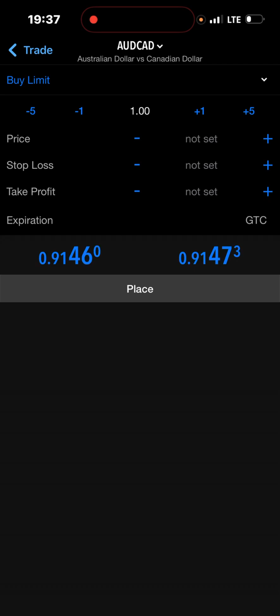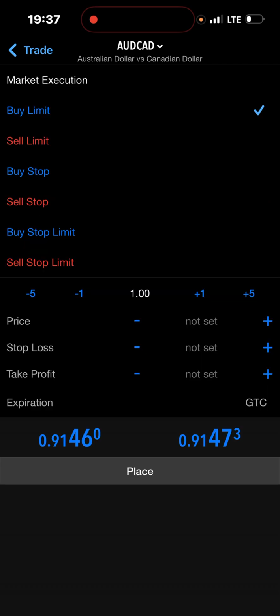Now, as you can see right here, if you place this down, we have market execution, we have buy limit, we have sell limit, we have buy stop, we have sell stop. Now, for the buy stop limit and the sell stop limit, I want you to ignore that. That is for more advanced setups. I don't really use it, but I will also explain what they mean for you.